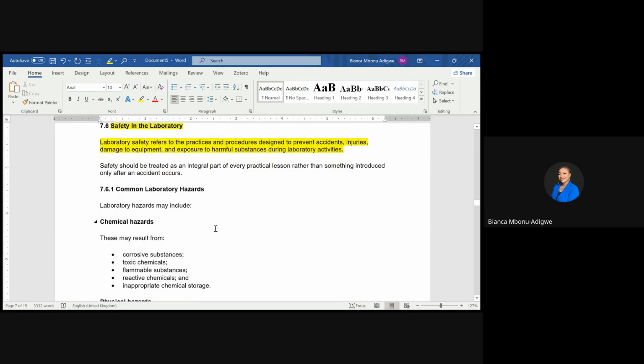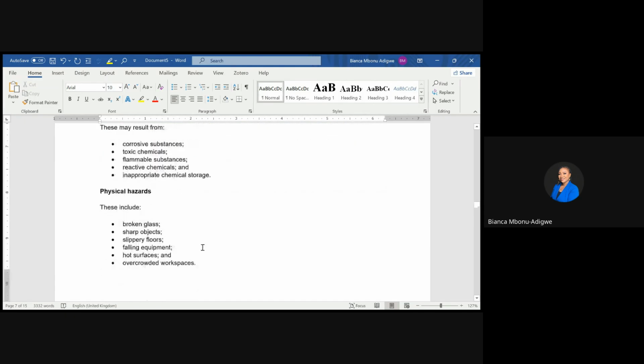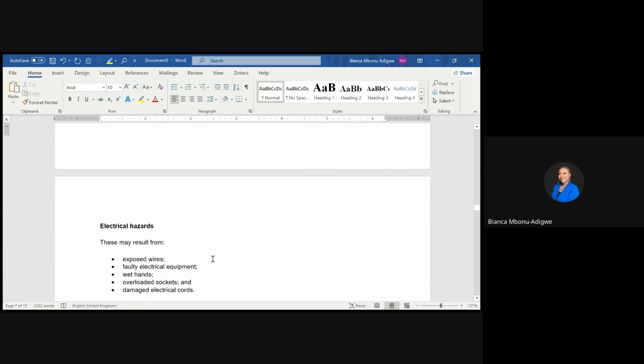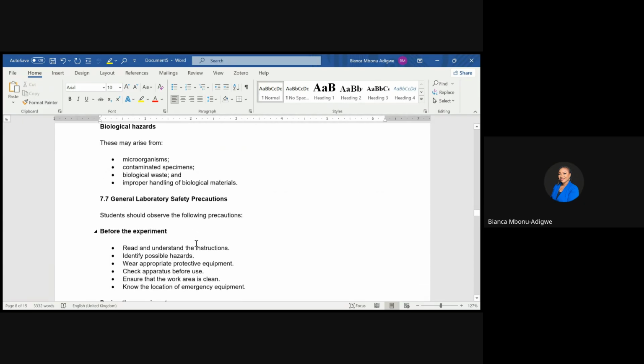We talked about common laboratory hazards. Remember, common laboratory hazards. We mentioned chemical hazards, physical hazards, electrical hazards, fire hazards, biological hazards. I want you to remember the examples of each one under this. And I said, please go on the internet and find the symbols for each of these hazards.